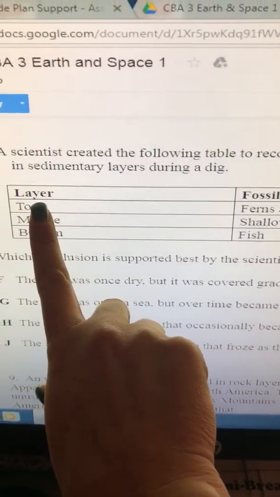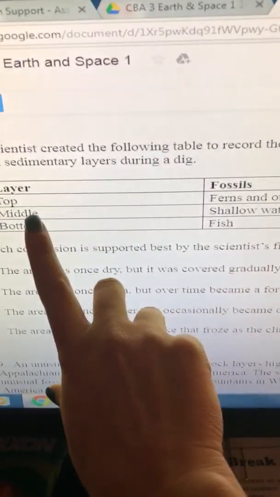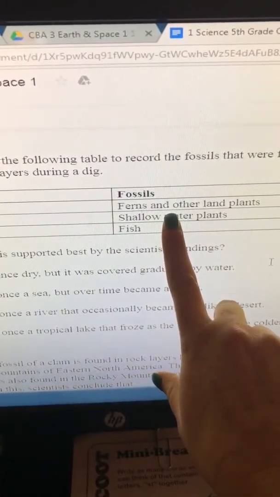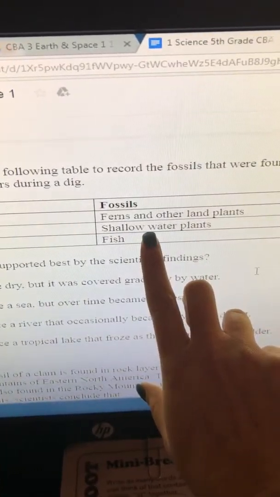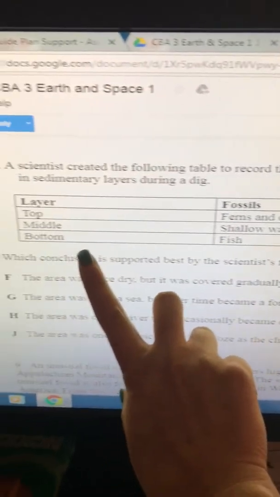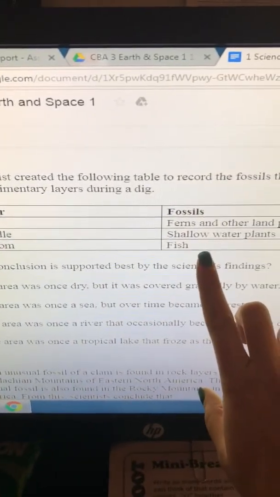Number 8. A scientist created the following table to record the fossils that were found in sedimentary layers during a dig. This says layer, fossils. Top layer, ferns and other land plants. Middle layer, shallow water plants. Bottom layer, fish. Which conclusion is supported best by the scientist's findings?